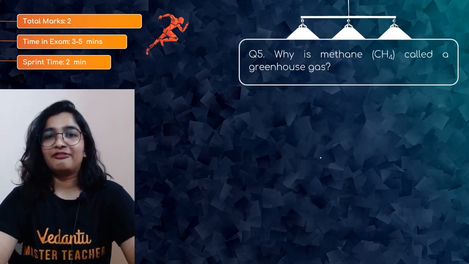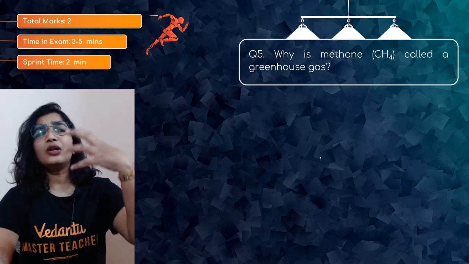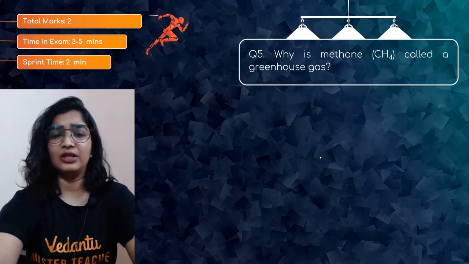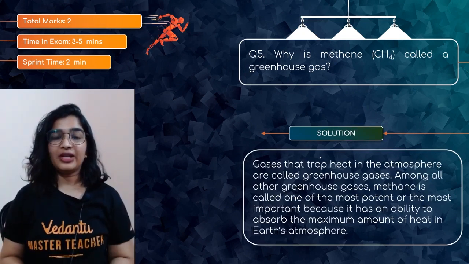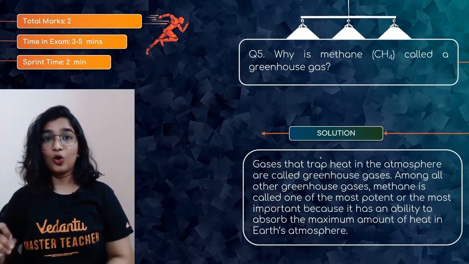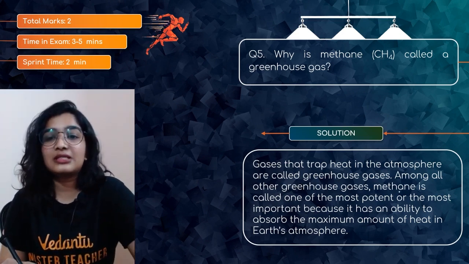Question number 5. Why is methane, CH4, called a greenhouse gas? So what are greenhouse gases in general? They trap the heat in the atmosphere, right? That is how global warming happens. Here, methane also does the same thing.